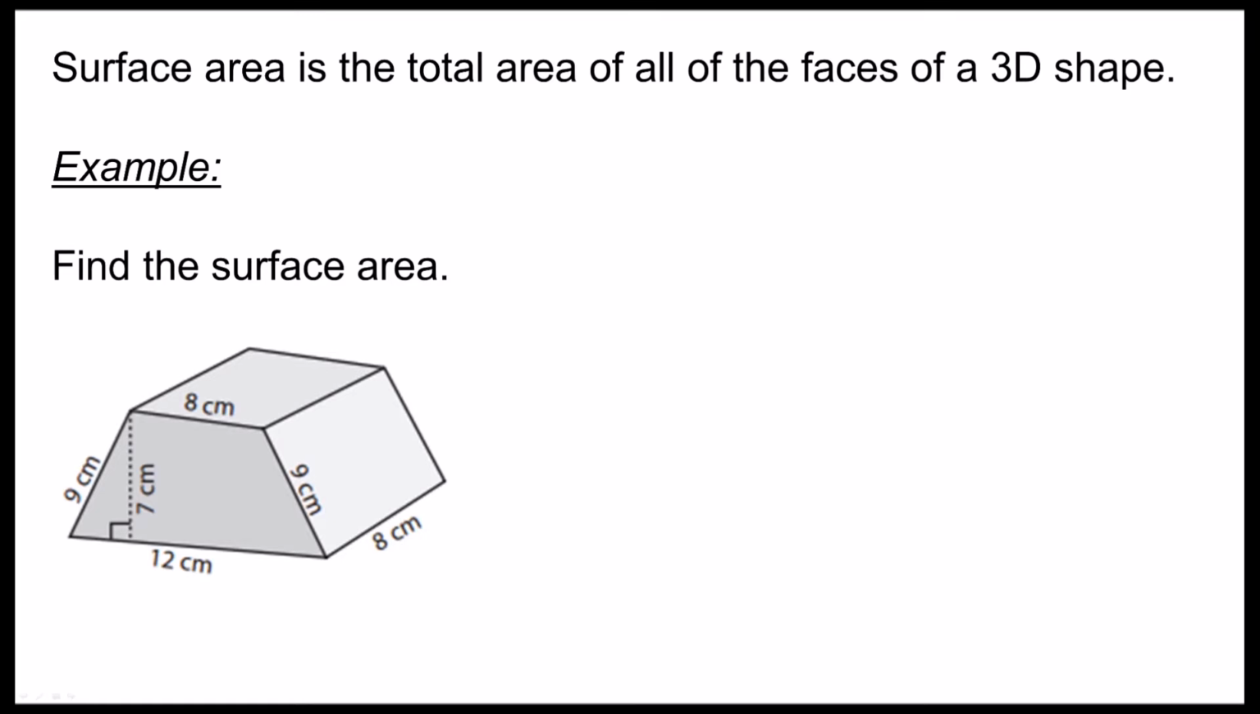In this first example, we have a trapezium-faced prism. I can see that it has 6 faces in total. That means there's 6 areas that I need to work out. So let's start by thinking about the face at the front, this one just here. It's a trapezium, and I know to work out the area of that, I need to add the parallel sides together. That's 8 add 12, divide by 2, and then times by the height, which is 7. 8 add 12 is 20, divided by 2 is 10, times by 7 gives me an area of 70 centimeters squared for that front face.